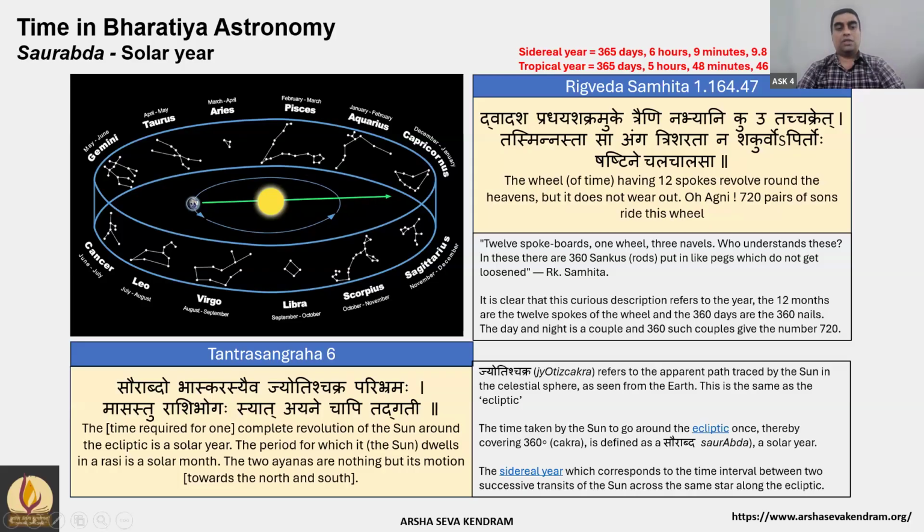The Tantra Sangraha also says the time required for the complete revolution of the sun around the ecliptic is a solar year, right? The period for which the sun dwells in a Rasi is a solar month, and the 2 Ayanas are nothing but its motion. So of these 12 months, 6 of them are Uttarayana, 6 of them are Dakshinayana, right? Yeah, so this is the definition of a solar year, and the basis for the calculation of the lunar year and the solar year are different, right? So we just have to remember that.